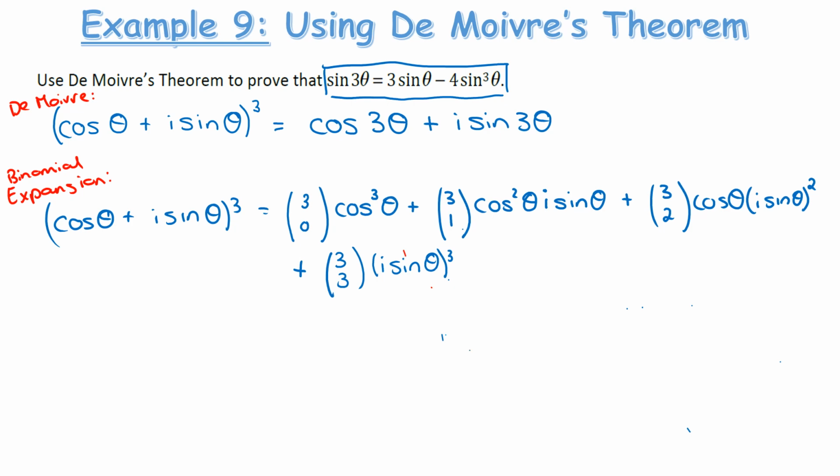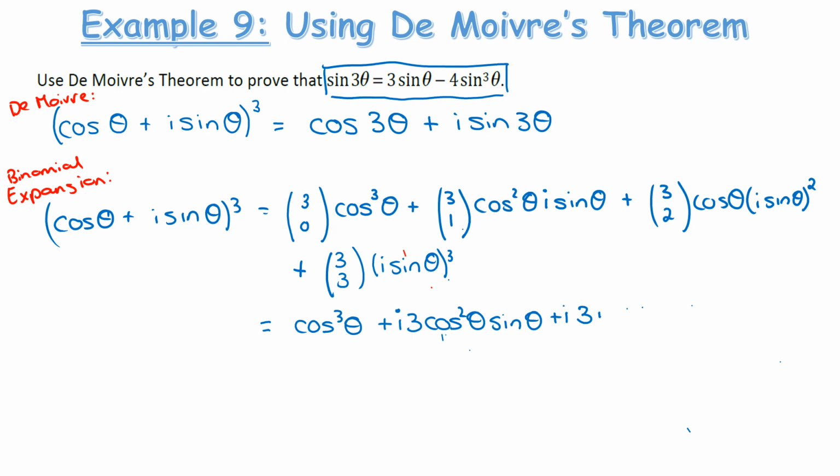So I'm going to tidy this up. So 3 choose 0 is 1, and that's just cos cubed theta. 3 choose 1 is 3, and I'm going to just pull out the i in front so it doesn't get lost. And then we have cos squared theta sine theta. 3 choose 2 is also 3. We then have i squared.